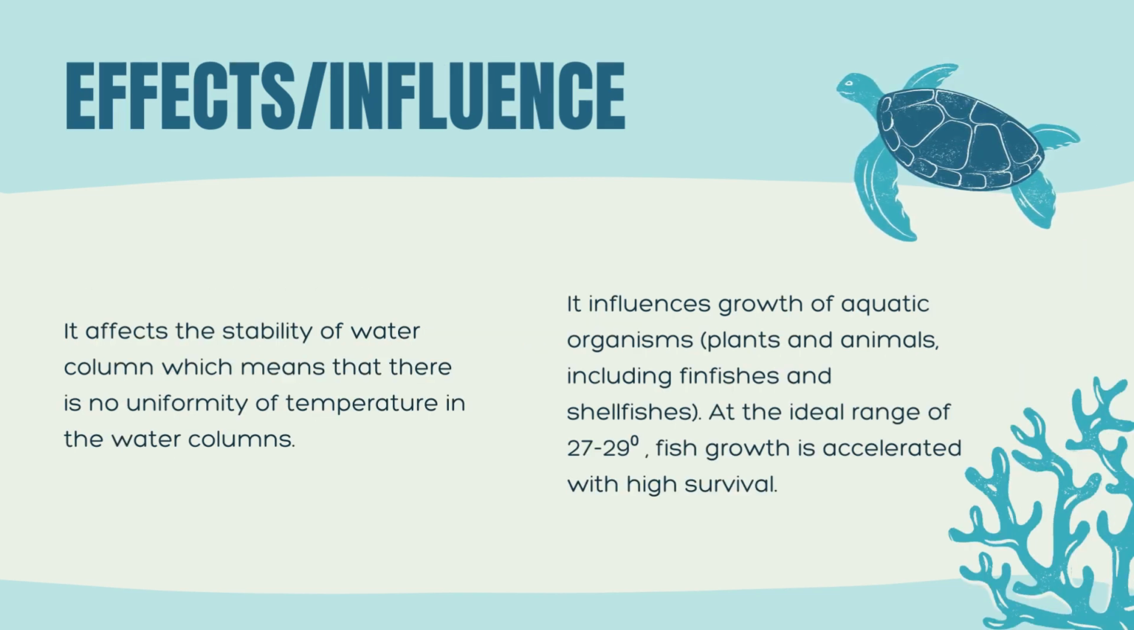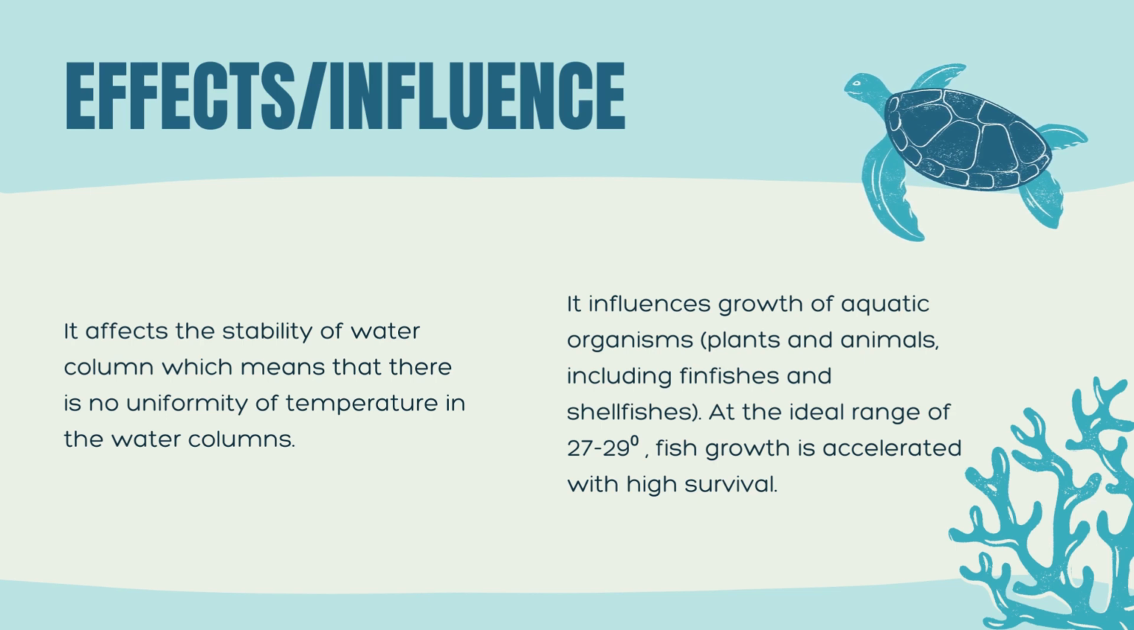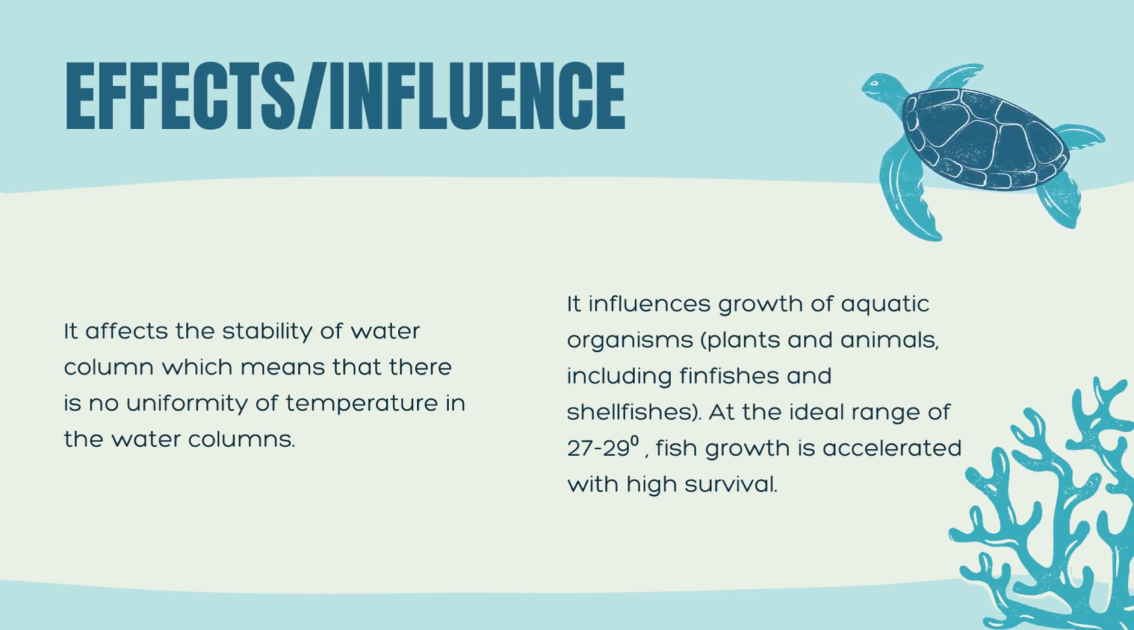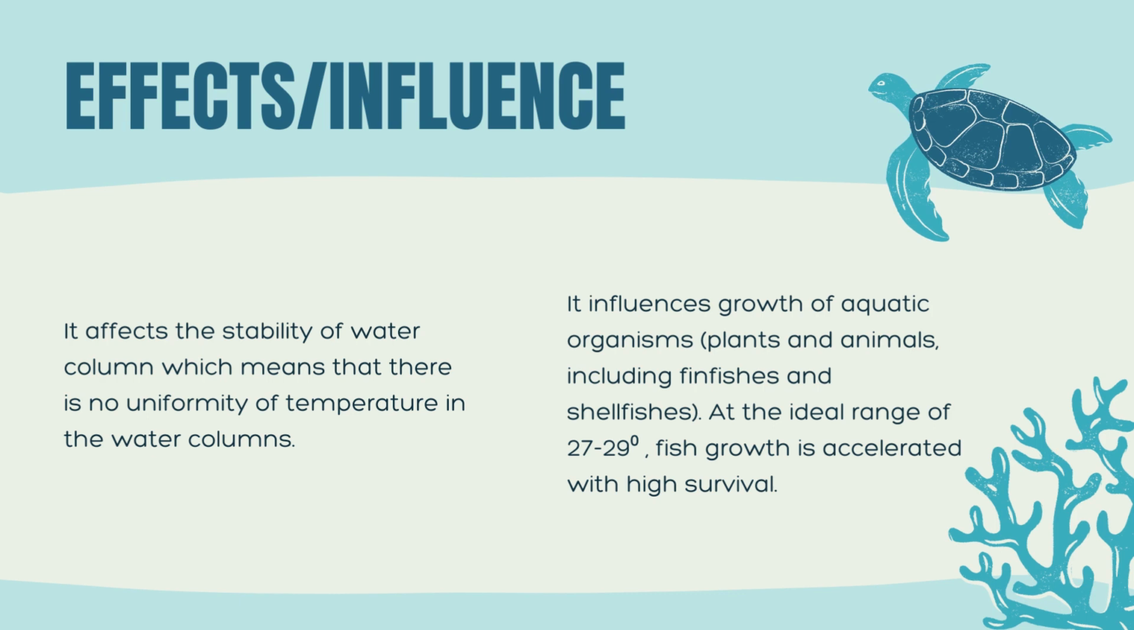It affects the stability of water column, which means that there is no uniformity of temperature in the water column. The non-uniformity of temperature in the water column is known as thermal stratification, or layering rather. Warmer water is at the upper column except when temperature drops to below 4 degrees Celsius, when warmer water is at the lower column.